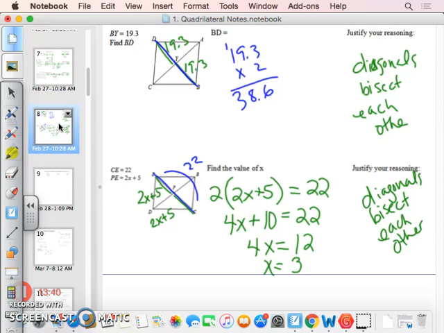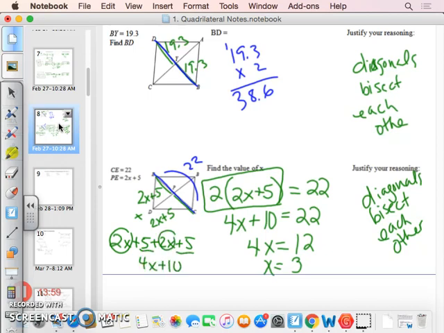Now if you're wondering how I did this step right here, please note you could also add these together and you would still get 4x plus 10. So if I did 2x plus 5 plus 2x plus 5, if you combine your like terms, you still end up with 4x plus 10, which is what we did here. And that whole part is going to still equal 22. So that's 2 ways you can do it.